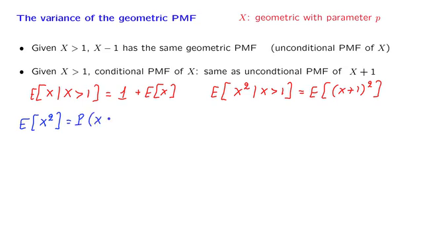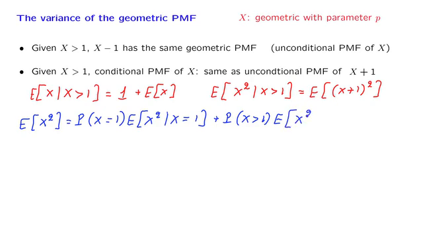We separate into two scenarios. In one scenario, x is equal to 1, and then we have the expected value of x squared given that x is equal to 1. And then we have another scenario, the scenario that x is bigger than 1, and then we have the expected value of x squared given that x is bigger than 1. So this is just the total expectation theorem.